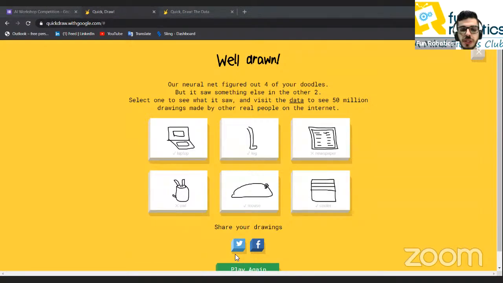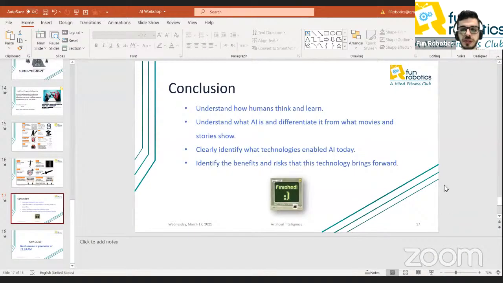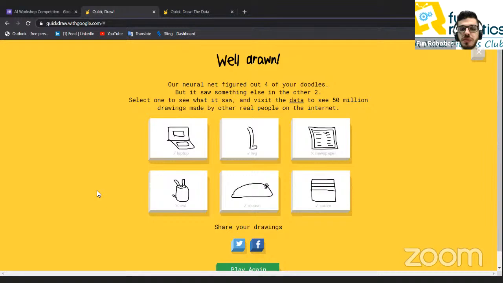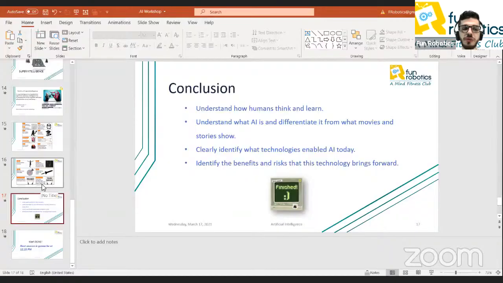So that should be enough for the Quick Draw. You guys have tried it and saw the magic of AI, we can say, and how it actually recognized certain images based on what you're drawing. Now, let us come back so that we can conclude our workshop. Let us have a quick revision of what we have spoken about today.